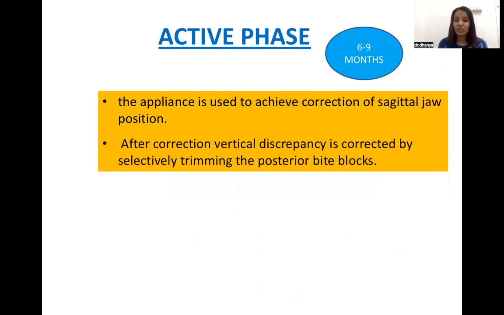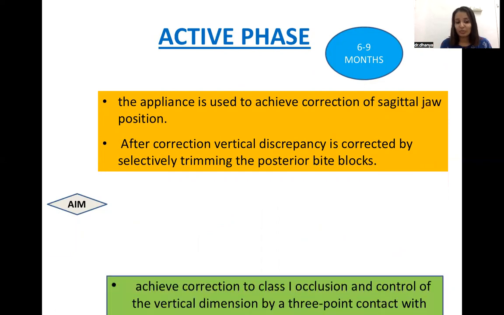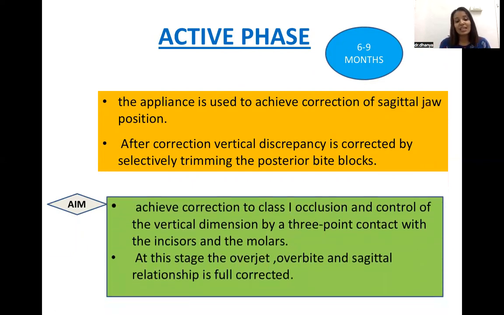After correction, the vertical discrepancy is corrected by selectively trimming the posterior bite blocks. So this is in the active phase. After this is obtained, we start with the trimming procedure. This active phase aims to achieve the correction of class 1 occlusion and control of the vertical dimension by 3-point contact with the incisors and molars.